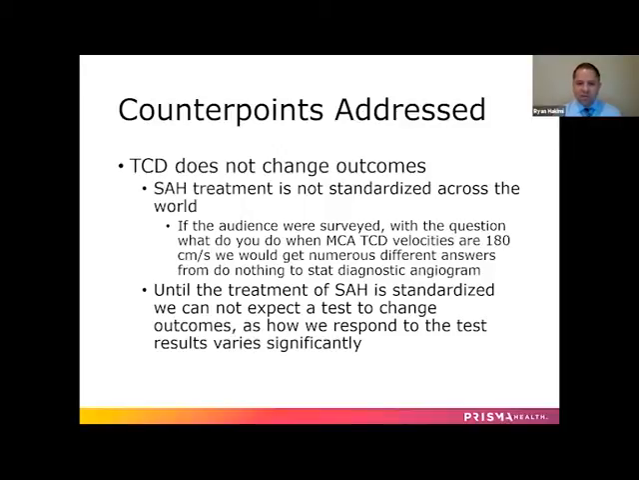If we were to poll the audience here of who's watching this program, and we said that the patient has an MCA mean flow velocity of 180 centimeters per second, we would get a variety of different answers as to what to do next, anywhere from do nothing to do a stat diagnostic cerebral angiogram. So therefore, until the treatment of subarachnoid hemorrhage is standardized, we cannot expect the test to change outcomes, as how we respond to the test results varies significantly from one practice to the next.